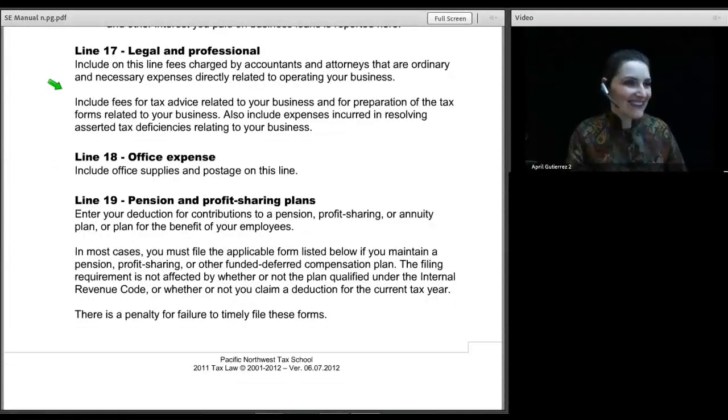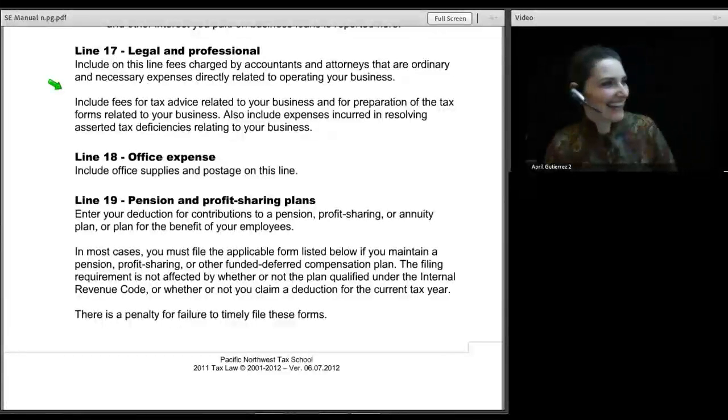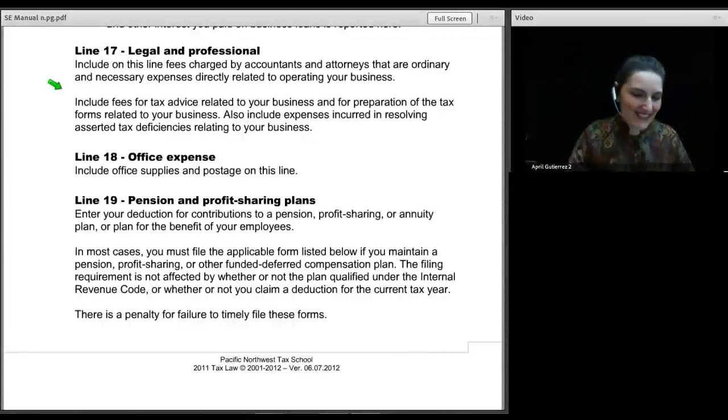Coming back to this, I was at an audit with a client once, and my client didn't have a receipt for what he'd paid me. And I said to the auditor, he paid me. And she said, okay. She took my testimony. That happened once.